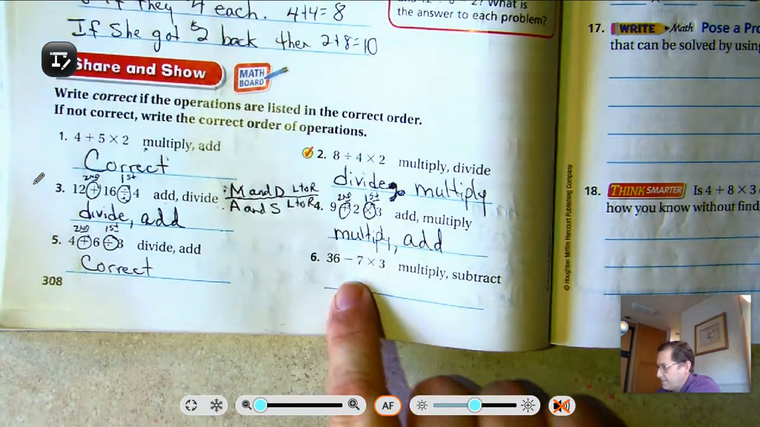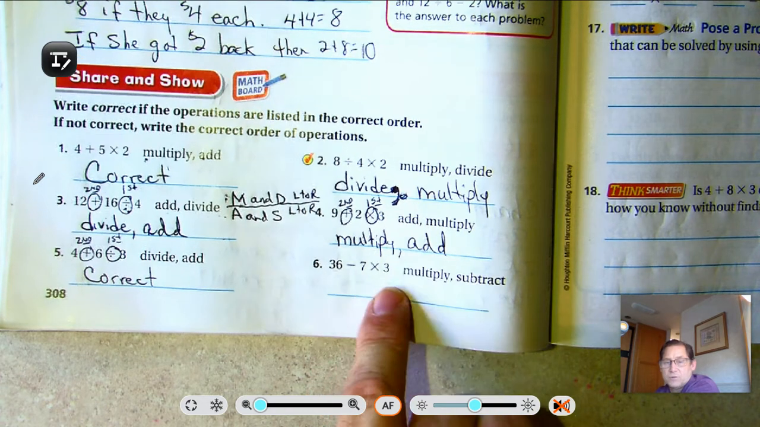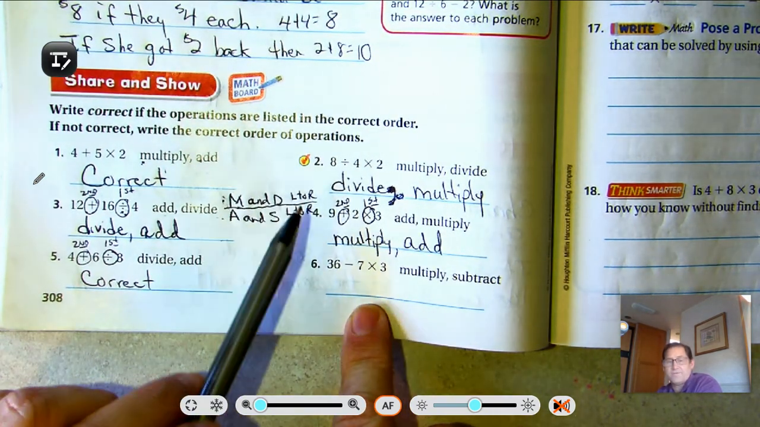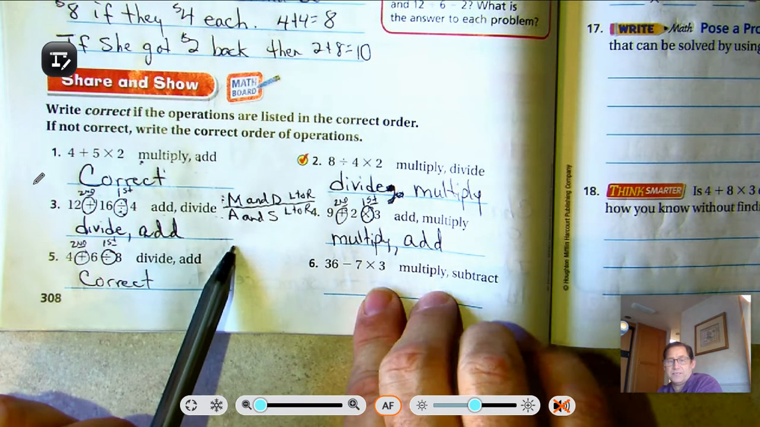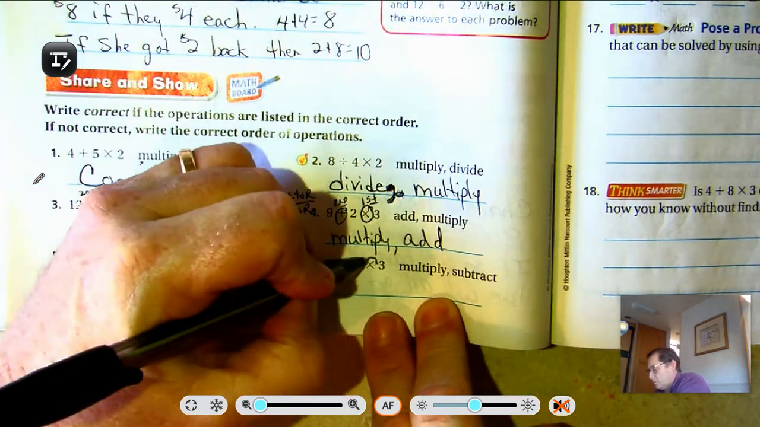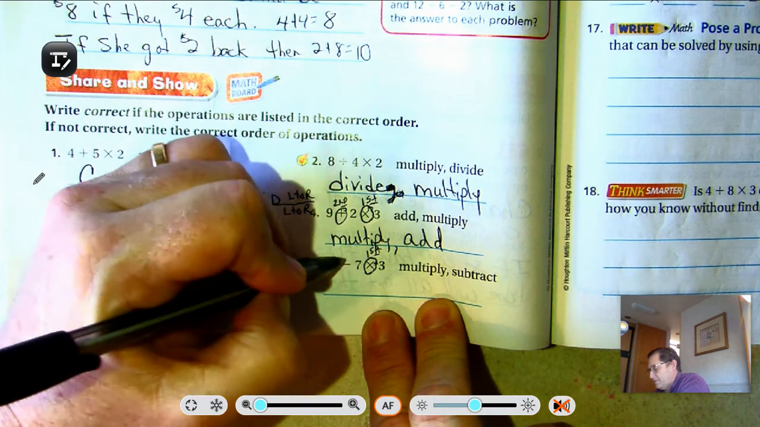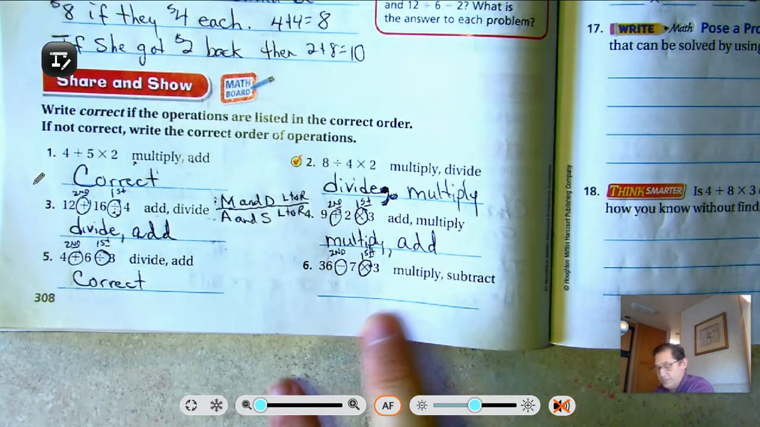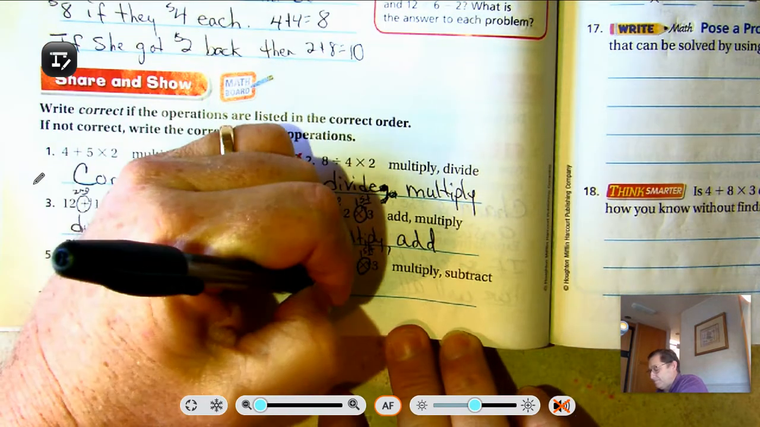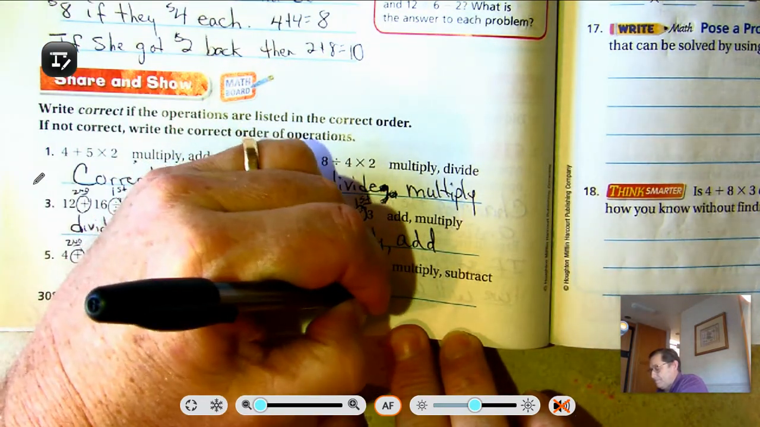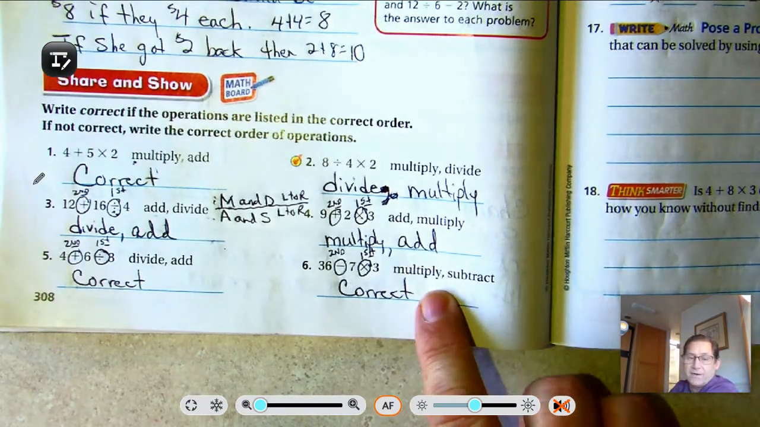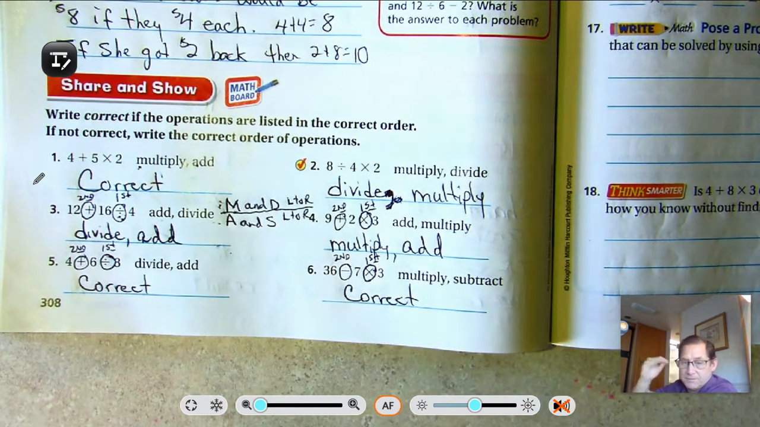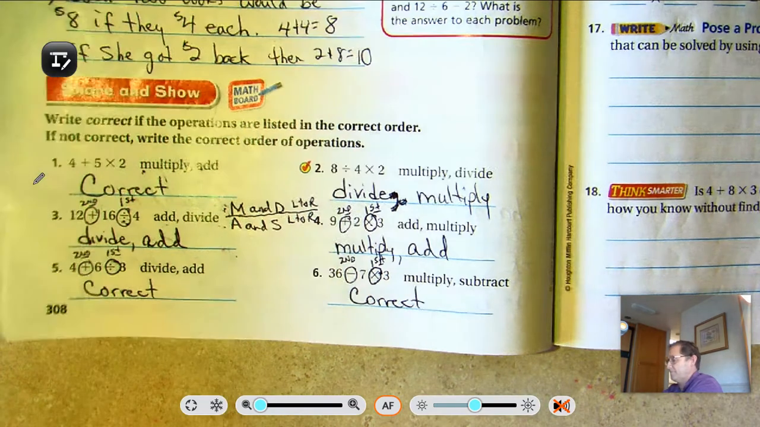This one, number 6, we have subtraction and multiplication. Multiplication and division, left to right first, followed by addition and subtraction. So multiplication first, subtraction second. So this one's correct too, because they're telling us to multiply first and then subtract, and that's correct. Multiplication comes first in the order of operations.